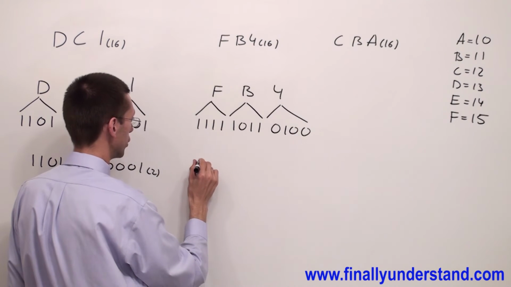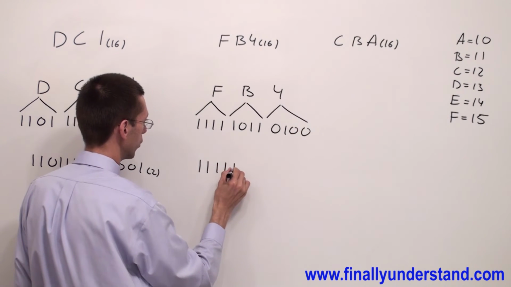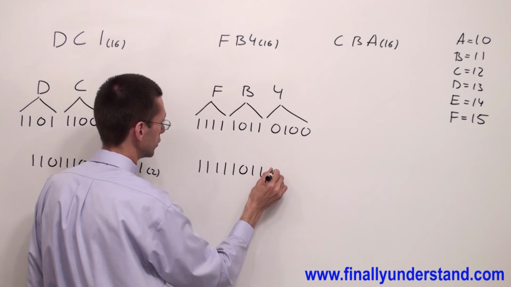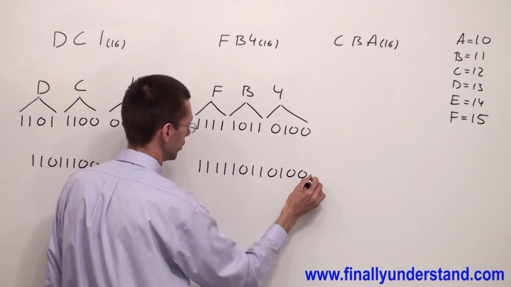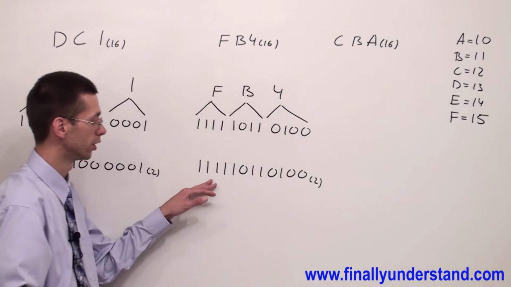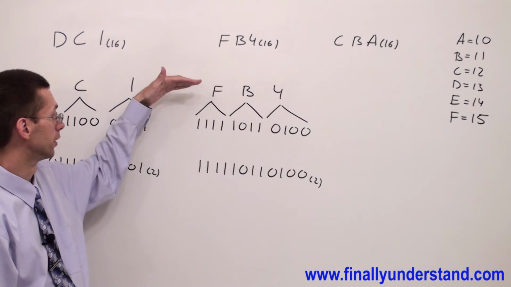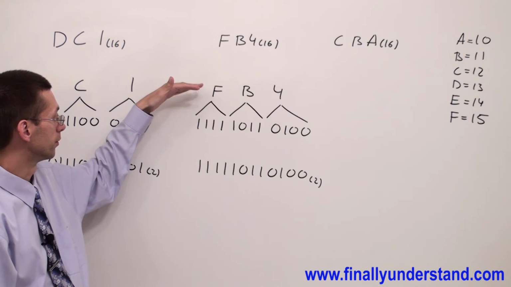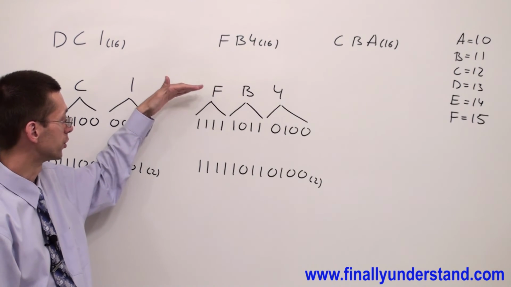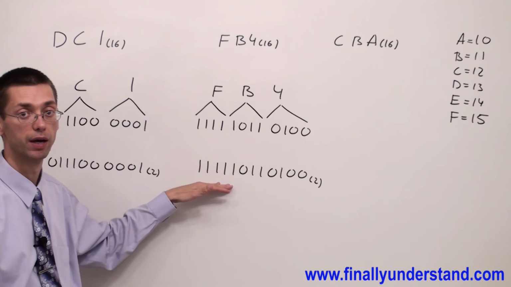Your answer is 1111, 1011, 0100, base 2. This is the solution to this problem. I mean, the hexadecimal number FB4 is equal to this binary number.